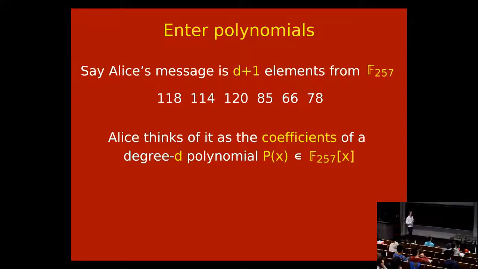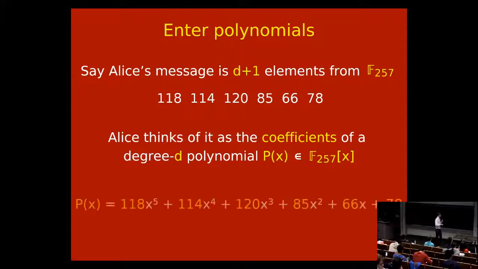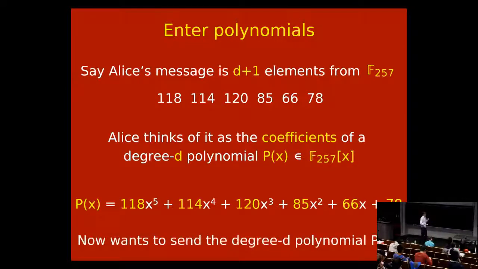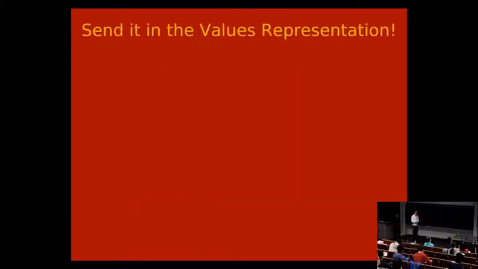Here's what Alice does. She thinks of her symbols as the coefficients of a degree d polynomial in F257[x]. So this is her message. She just in her mind thinks of this polynomial. And now she wants to send this polynomial to Bob. It's the same information. She just wants Bob to also know this polynomial.